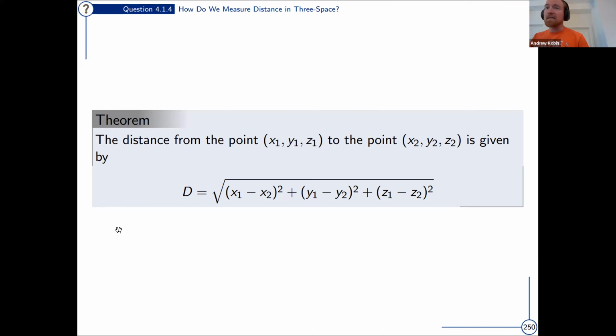The hypotenuse has length given by the square root of (x1 minus x2) squared plus (y1 minus y2) squared plus (z1 minus z2) squared. Now that's a mouthful to say out loud, but the way to think about this is to compute the difference between each component. The x, y, and z components have differences, square those differences, add them up and take the square root, that will compute the distance for you.